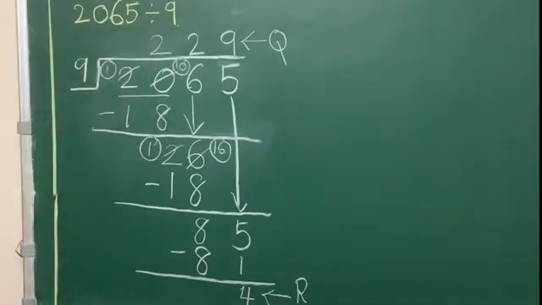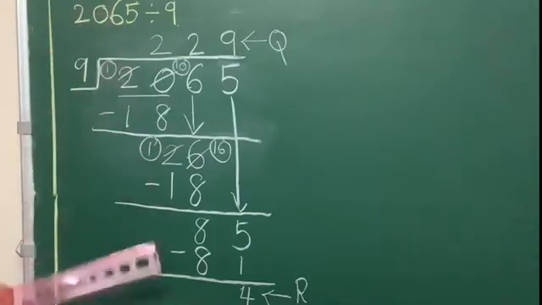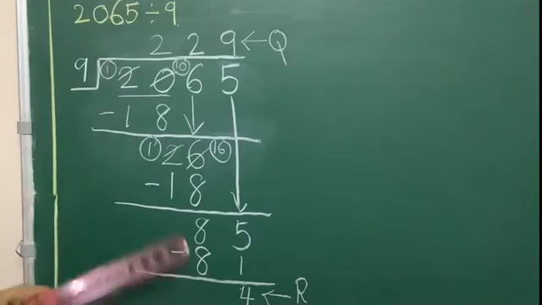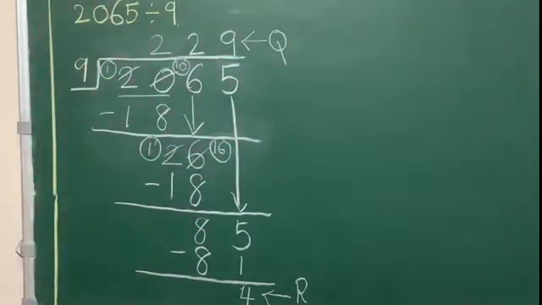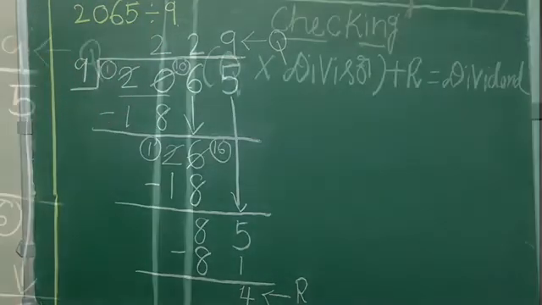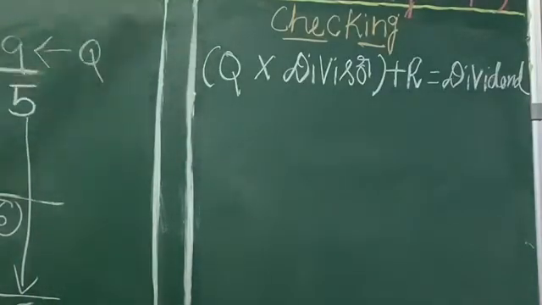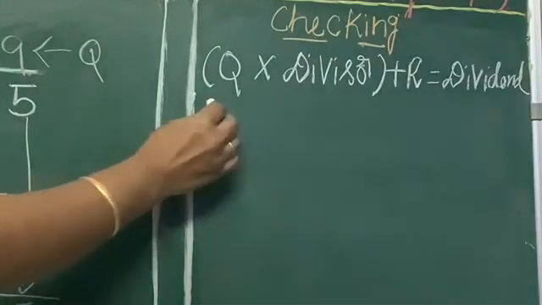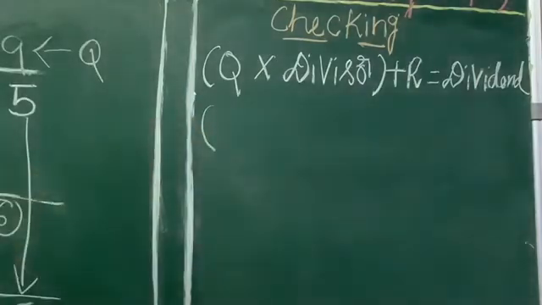Now we will check whether our division is correct or not. According to me, this is correct, but when you check by using the formula of division, then only you will come to know. Let us check the division, children. Yes, children. Now we will check whether this division is correct or not. Now here, what is the quotient? Let us substitute here. The formula is quotient into divisor plus remainder equals dividend.